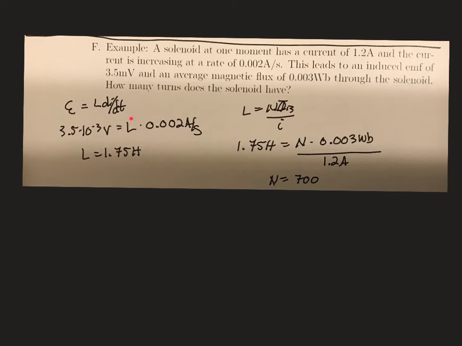So we can go back to our rewritten Faraday's law in terms of inductance, and we know what the EMF is at the particular matching moment for the current, and we know what the rate of change of the current is with time, so that allows us to find the self-inductance that we can then use to find the number of turns.